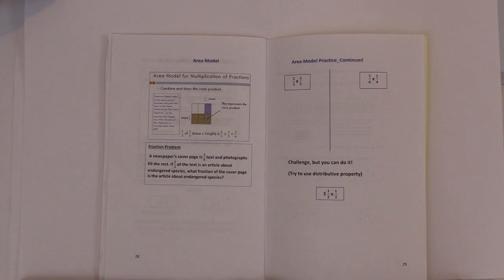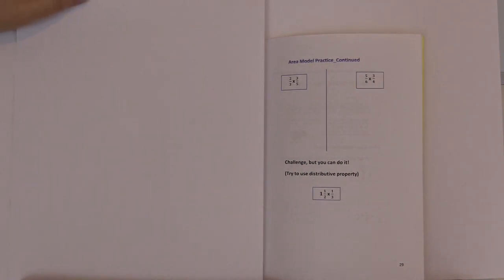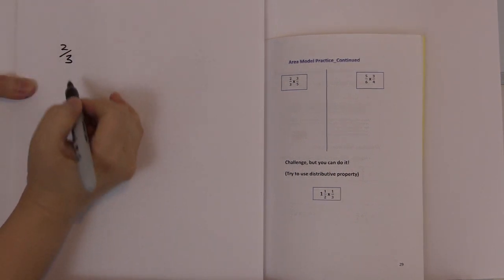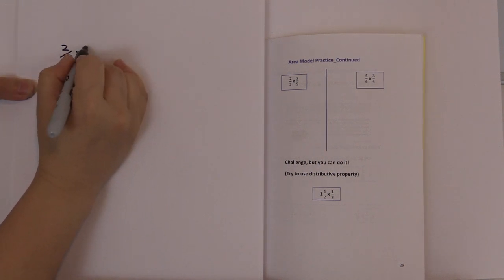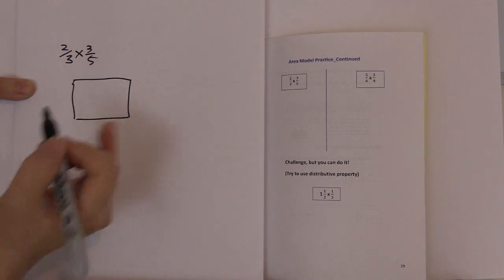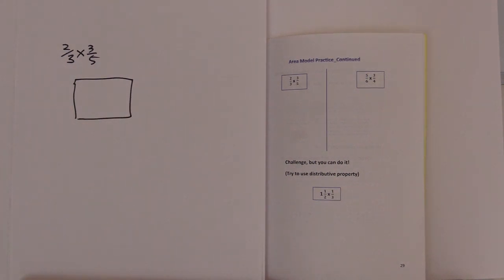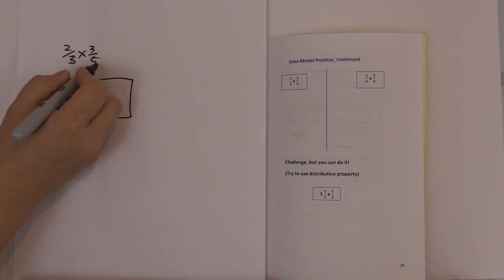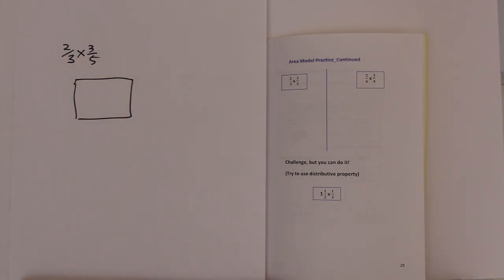So let's do this one: 2/3 times 3/5. Remember the area model. What do we do first? We draw a box, right? I'm going to do 2/3 times 3/5. When drawing the box, it's always better to use different colors. One section goes to your base, one section goes into thirds, the other goes into fifths. Which one doesn't matter, whatever you feel comfortable with.